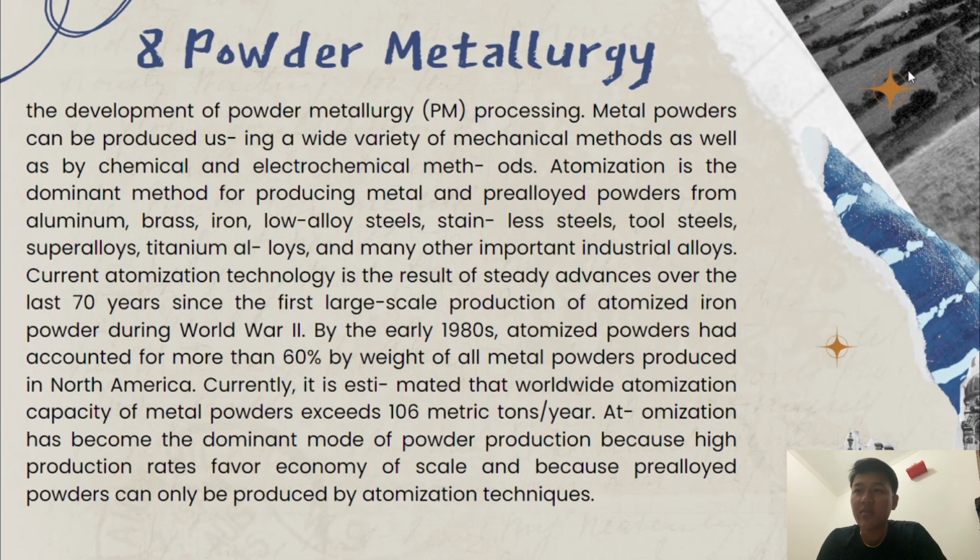8. Powder metallurgy. In powder metallurgy, or powder processing, metal powder can be produced by a wide variety of mechanical methods as well as by chemical and electrolytic methods. Atomization is the dominant method for producing metal powders from aluminum, brass, iron, low alloy steel, stainless steel, tool steels, superalloys, titanium alloys, and many other important industrial alloys.